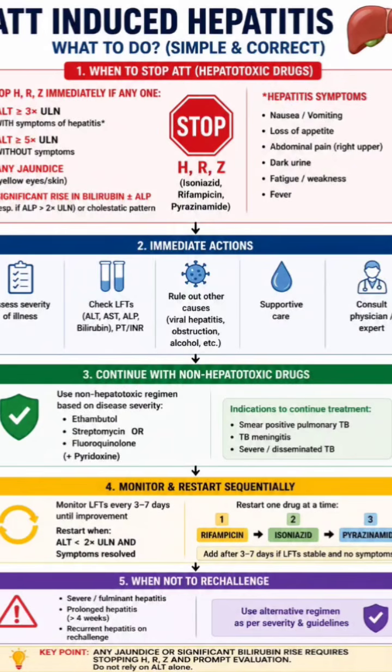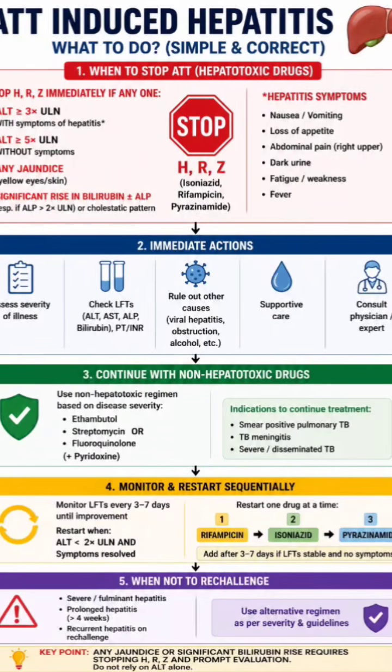criteria. The first one is if the patient is having signs and symptoms of hepatitis plus an ALT level of more than 3 times the upper limit of normal. The second criteria: if the patient is asymptomatic but he or she is having ALT 5 times the upper limit of normal. The third criteria is if the patient is having visible jaundice or a significant rise in bilirubin, we label it also as a case of ATT-induced hepatitis.